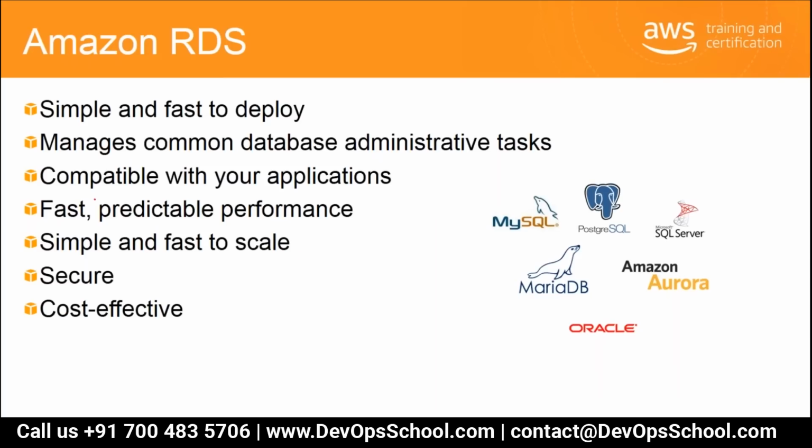If you are using RDS, it does administrative tasks like patching of databases. Those low-level tasks are done for you and you are relieved from doing them. So what do you get? It is compatible with your applications. It is fast and predictable performance because it is on Amazon's infrastructure and it is a managed service. You don't have to worry about the performance. It gives you predictable performance. It is fast, obviously. It is simple and fast to scale. It is secure and cost efficient.